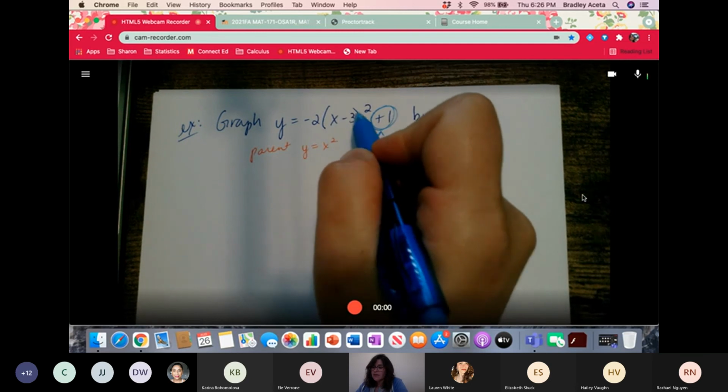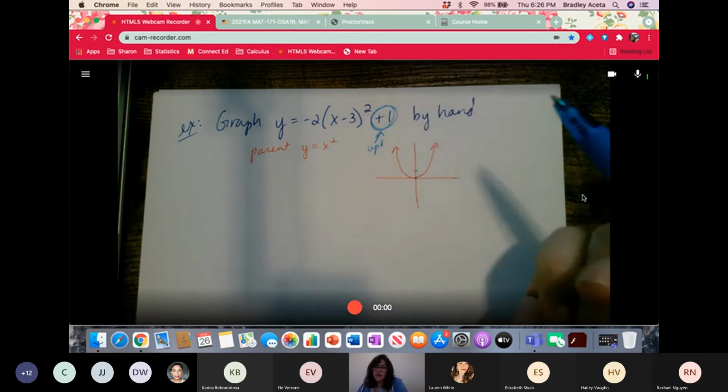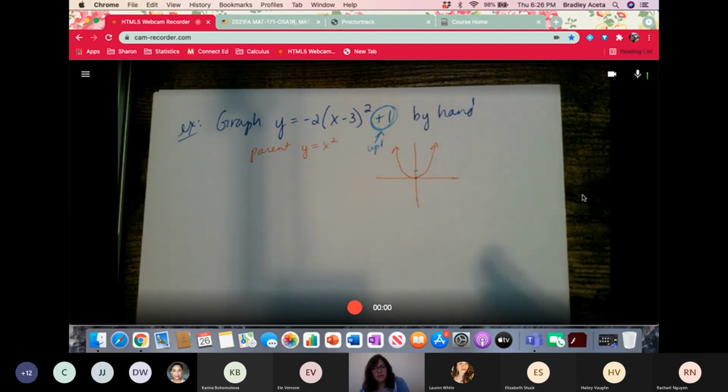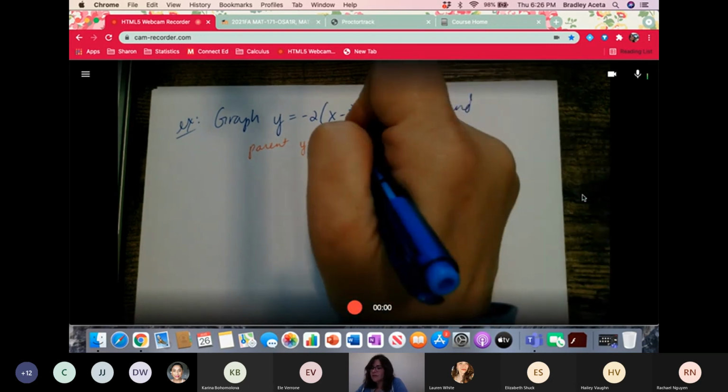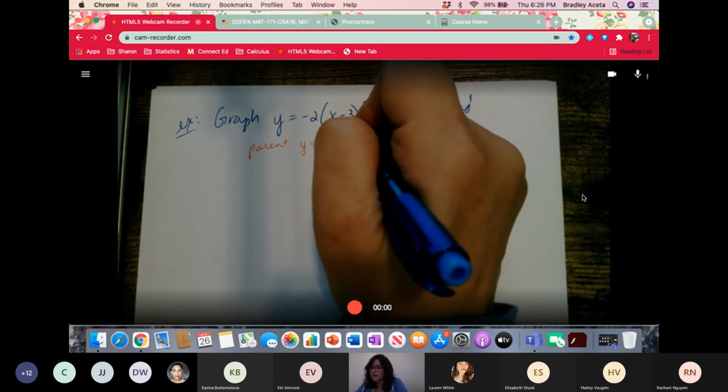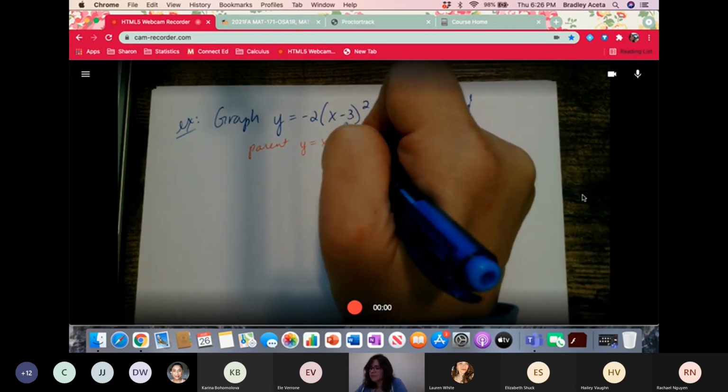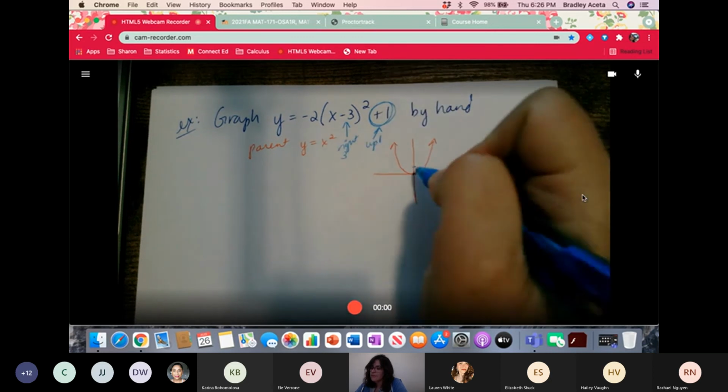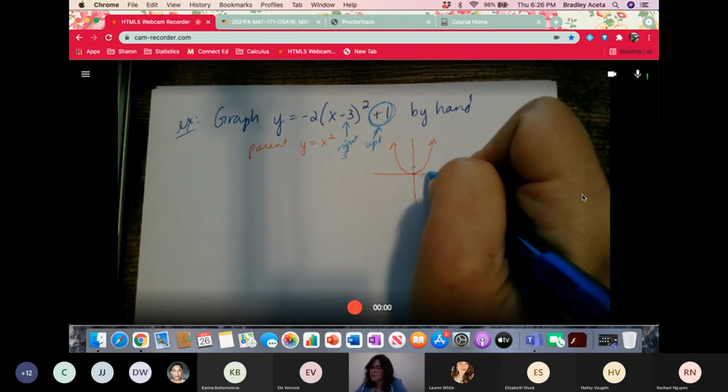-3, you're inside the parent. Inside the parent, you want to do the opposite of what they always say, because I always want to go to the left, but that -3 means go to the right 3. All right, so I'm going to have to go right 3. 1, 2, 3.